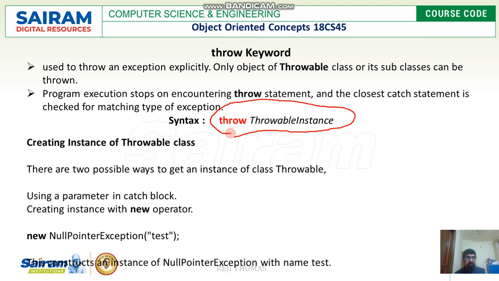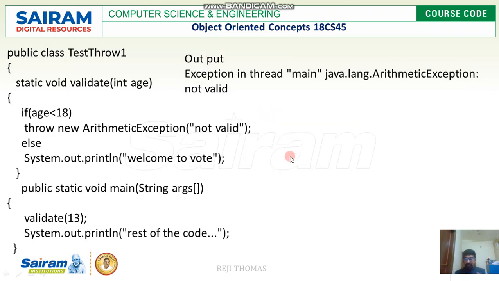So let me repeat. Throw is the keyword we use to throw an exception explicitly, and this is the syntax: throw and a throwable instance. The throwable instance can be created in two ways. One is we can use a parameter in a catch block. Second, we can create an instance using the new operator. So let us see a small program where we are going to throw an exception explicitly.